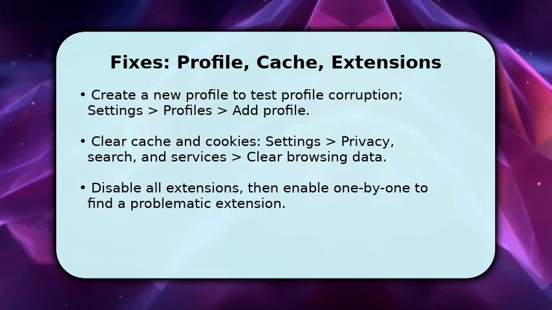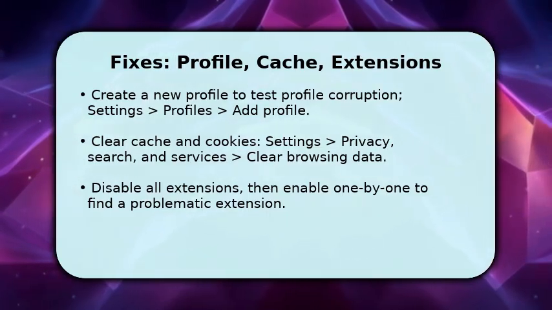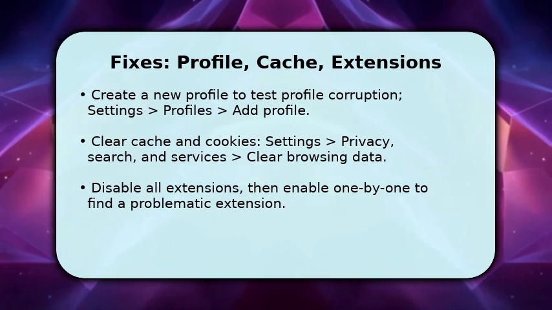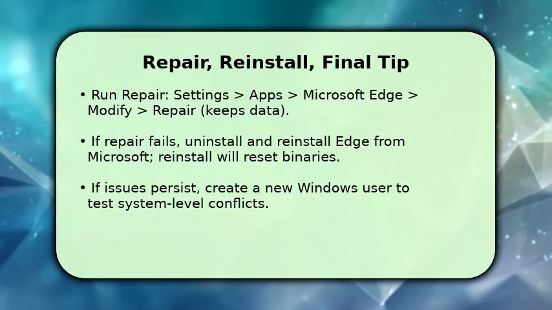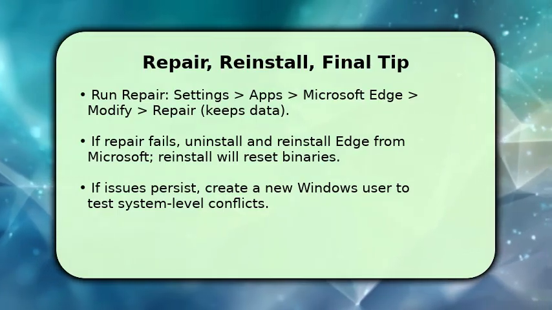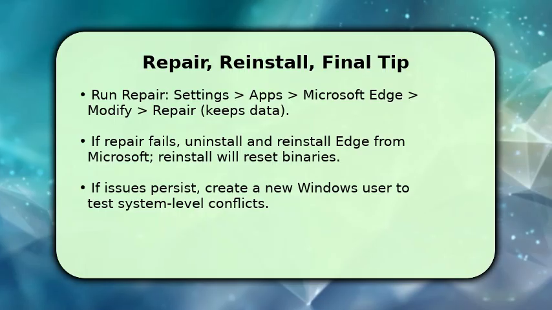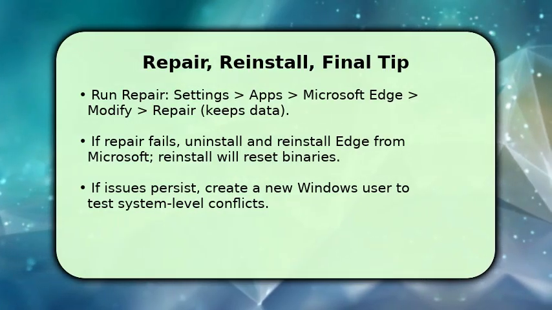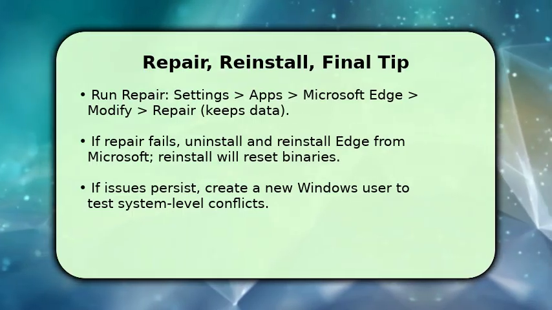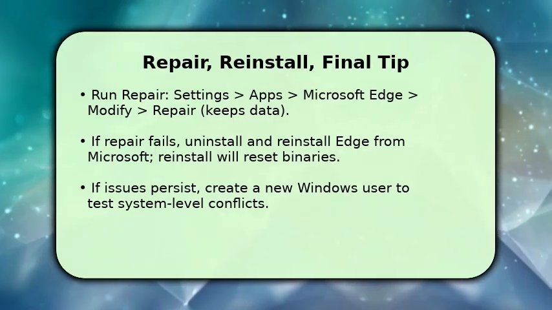When those targeted fixes fail, use Windows Repair for Edge first. It replaces application files while preserving your profile, which fixes corrupted binaries. If repair doesn't help, uninstall Edge and reinstall the latest build to fully refresh the app. Finally, test a fresh Windows user account to detect system-level conflicts. If things still go wrong, one key troubleshooting tip: boot into safe mode with networking and run.